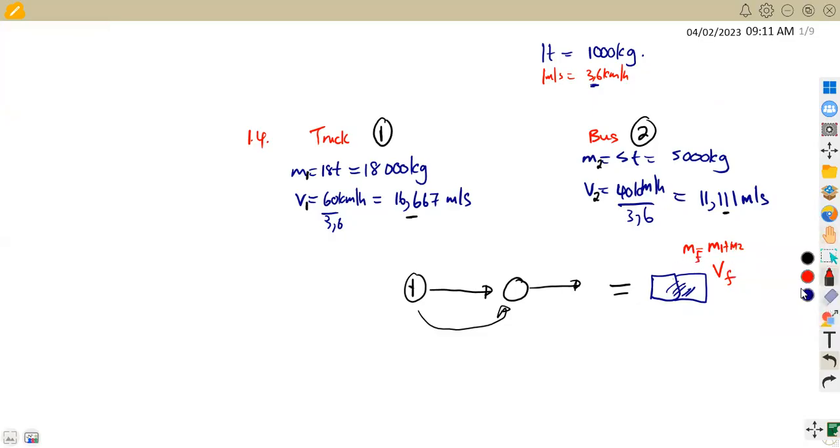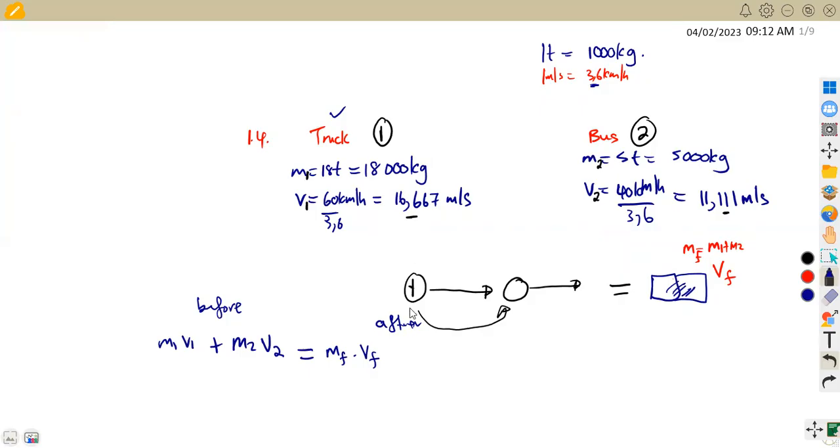All right, so let's take our formula. Remember what I said? The sum of momentum before is supposed to be equivalent to the sum of momentum after. So before, we have a truck with a mass times its velocity, that is momentum, plus the bus, which has its mass and its velocity. But after collision, these two are combined together. So we've got the final mass times the final velocity according to the condition that you're given. So that is what we had.